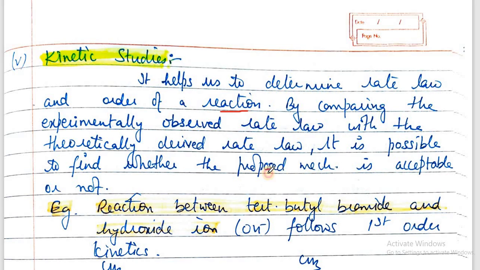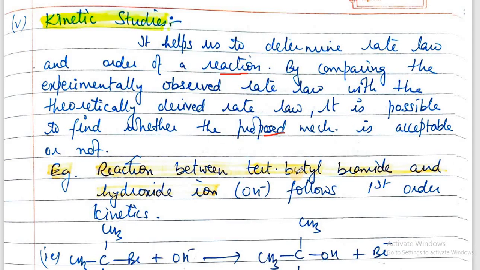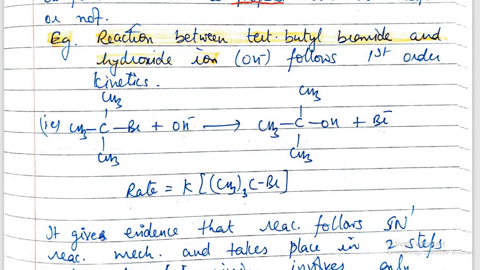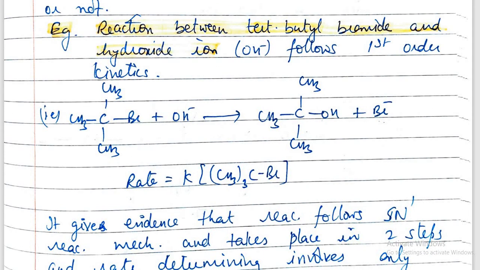The mechanism we are proposing is acceptable or not, is it correct or not. As we can see in this example, a reaction between tertiary butyl bromide and hydroxide ion follows first order kinetics. That is, in the rate determining step, only one reactant is involved.